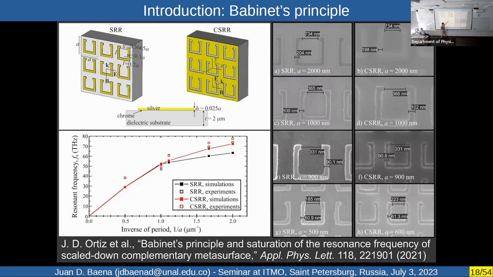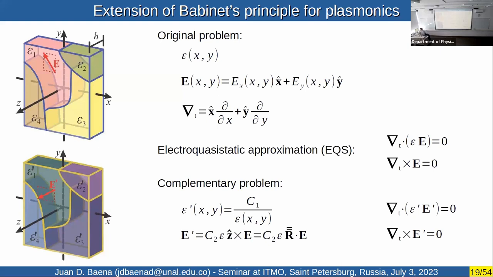In the horizontal axis, you can see the inverse of the period. It means that when the unit cell is being made smaller and smaller, then you are moving in that direction. So for periodicity smaller and smaller, we were expecting the resonant frequency to increase, but there is some saturation phenomenon. It will not increase indefinitely to infinite, let's say. Well, so Babinet's principle is violated, but partially it is true.